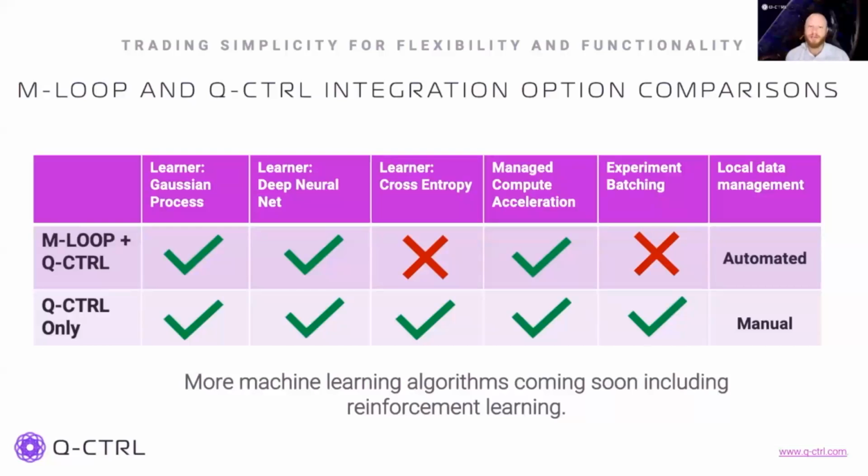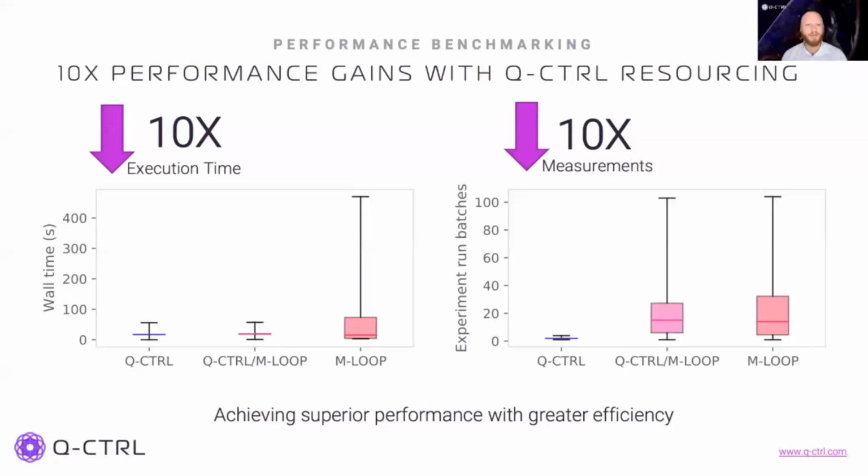QControl provides example integrations using both strategies in our automated closed-loop optimization user guide available from docs.qcontrol.com. Using either QControl's Boulder Opal directly or mloop combined with Boulder Opal gives you significant performance gains over using mloop alone. We show this explicitly in these plots.